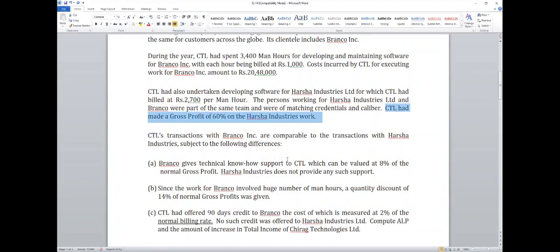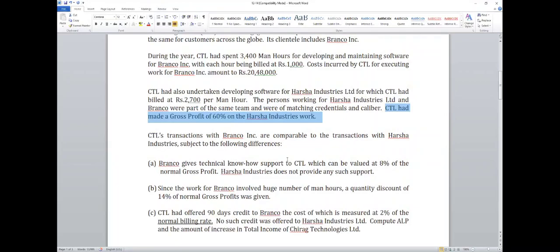Meaning, the profit margin is 60%, cost plus 60%. The profit margin is 60%, correct. But here, students, see how it is solved: it is not 60% on cost. Like in the last sum, where we gave 50% of cost, remember? In the last sum it was clearly 50% of cost. Here, made a gross profit of 60% means 60% on the sale. So they made a gross profit of 60% on the Harsha Industries work. So in this sum, take it as 60% on sales.